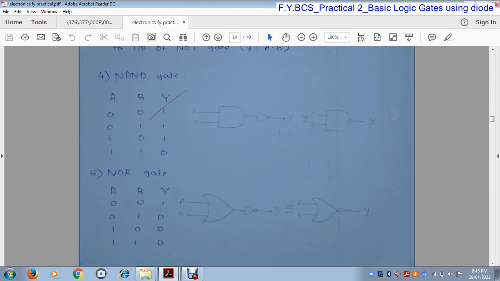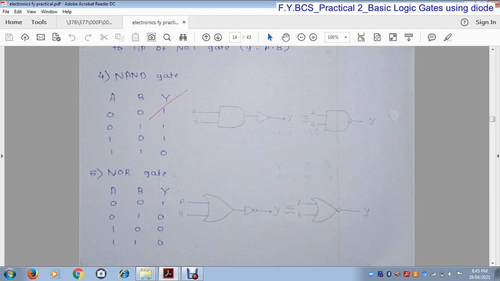Similarly, this is a NOR gate. The NOR gate performs the exact opposite operation to the OR gate. This is the OR gate, and the output of this OR gate is connected to a NOT gate. So it becomes the NOR gate.